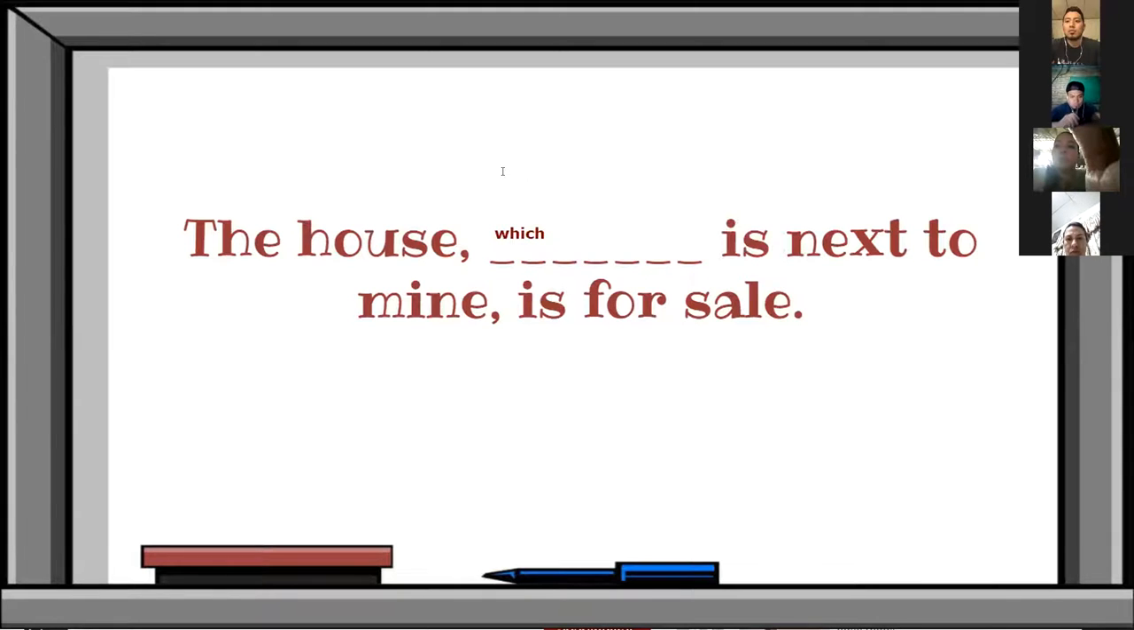What is better to say? La casa donde está al lado mío o la casa que está al lado mío? Which one is right? Okay. Exactly. So we cannot use where in this context, right? So we're gonna use which.